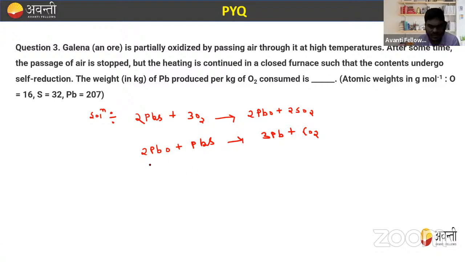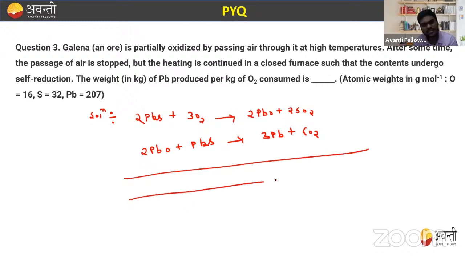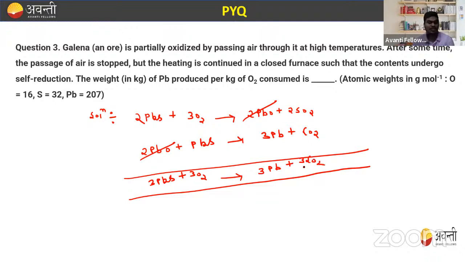So what is the combined equation? You can write here. What is the total reaction for this? The 2 PbO and 2 PbO get cancelled, and you can add 2 PbS plus 1 PbS, that is 3 PbS plus 3 O2, and this will give what? 3 Pb plus 3 SO2, right? 3 SO2.